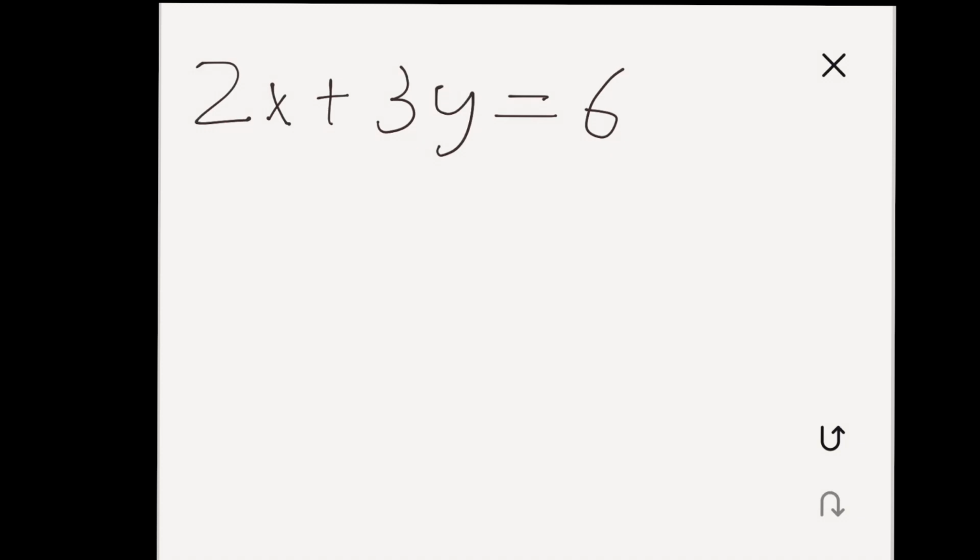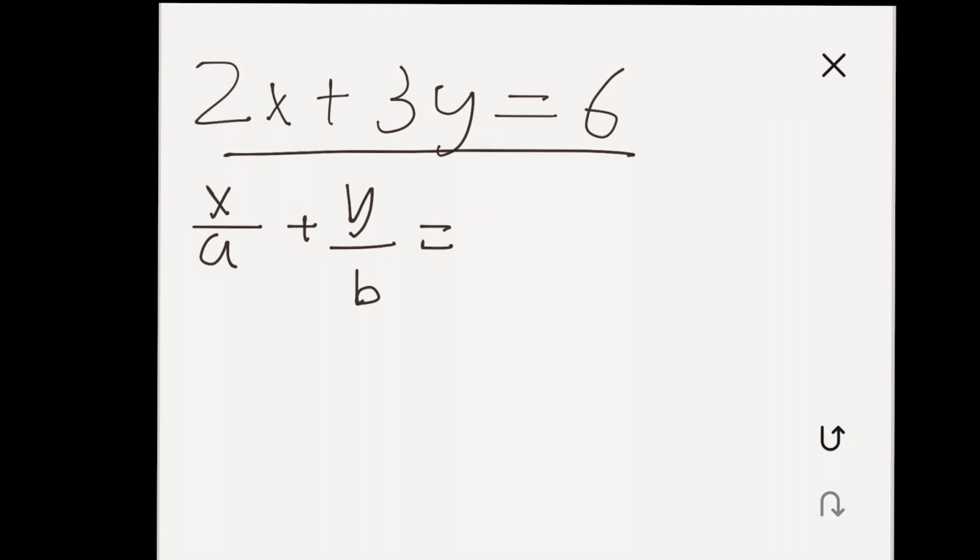Now, let's take a little bit of a different example. 2x plus 3y equals 6. You can most definitely find the x and y intercepts of this function by plugging in 0 for the value of x and y like we did before. But an easier and simpler way to find the x and y intercepts is to put this equation in the form x divided by a plus y divided by b is equal to 1. Now you might be wondering, how do we go from this form to this one?